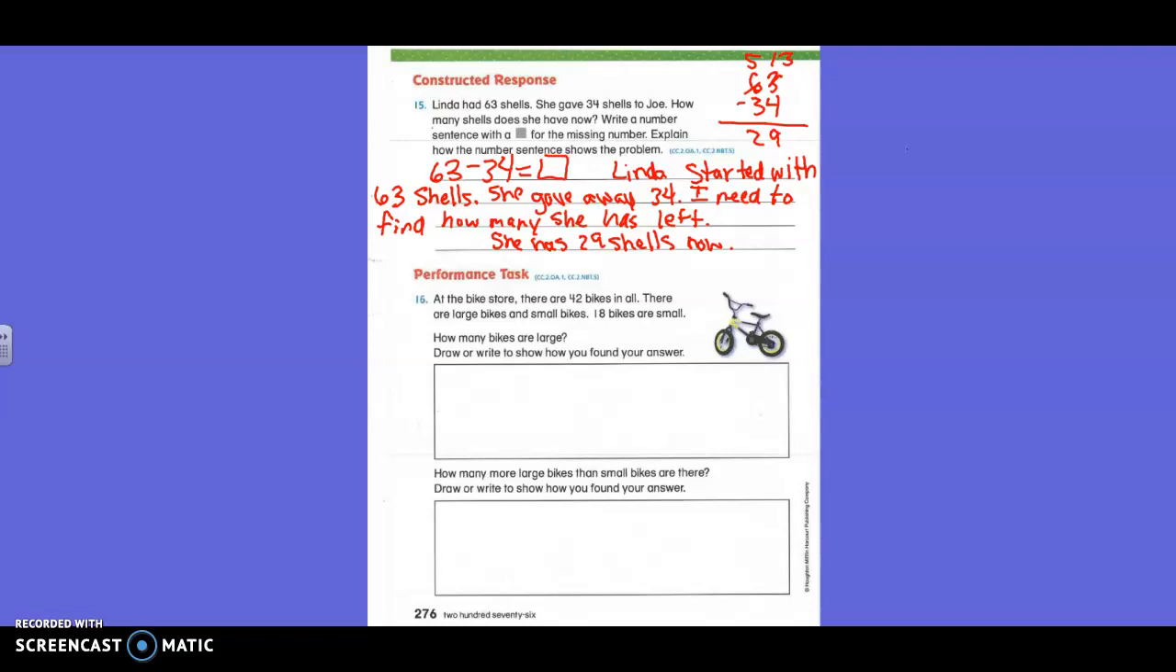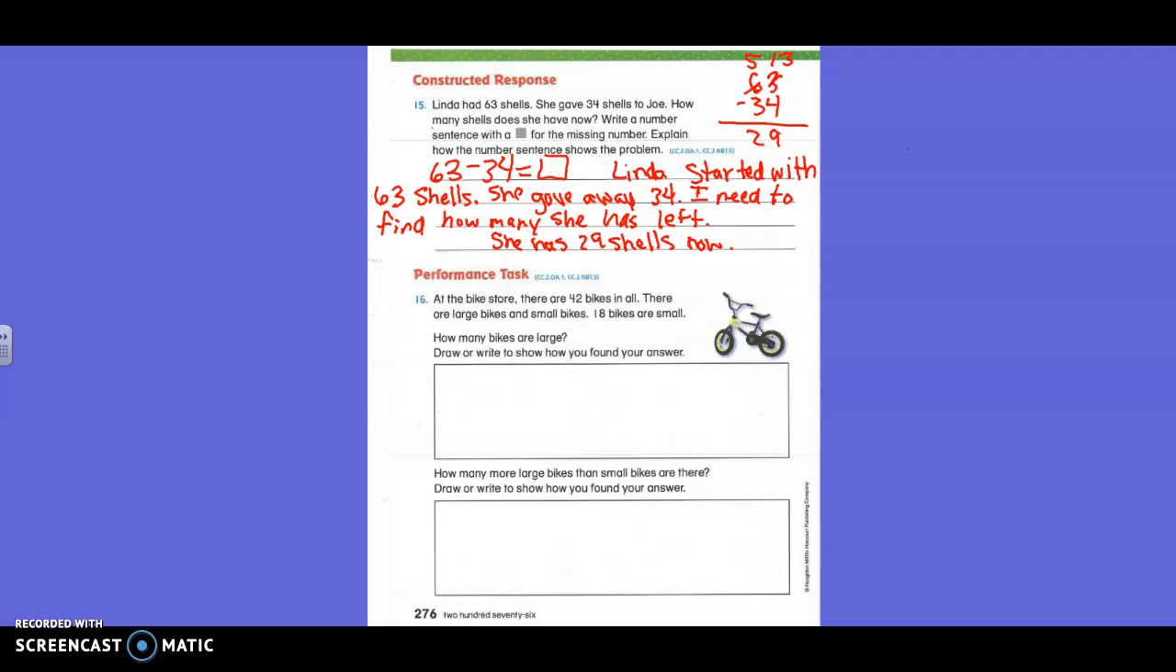Keep reading. There are large bikes and small bikes. 18 bikes are small. How many bikes are large? Draw or write to show how you found your answer. Okay, so if 42 is your big number, then we know that 18 of those bikes are small. We want to find how many are large. What are we going to do? Isaac? We're only going to do one thing. This is not two steps. This is only one. Ivan? You think we're going to add?